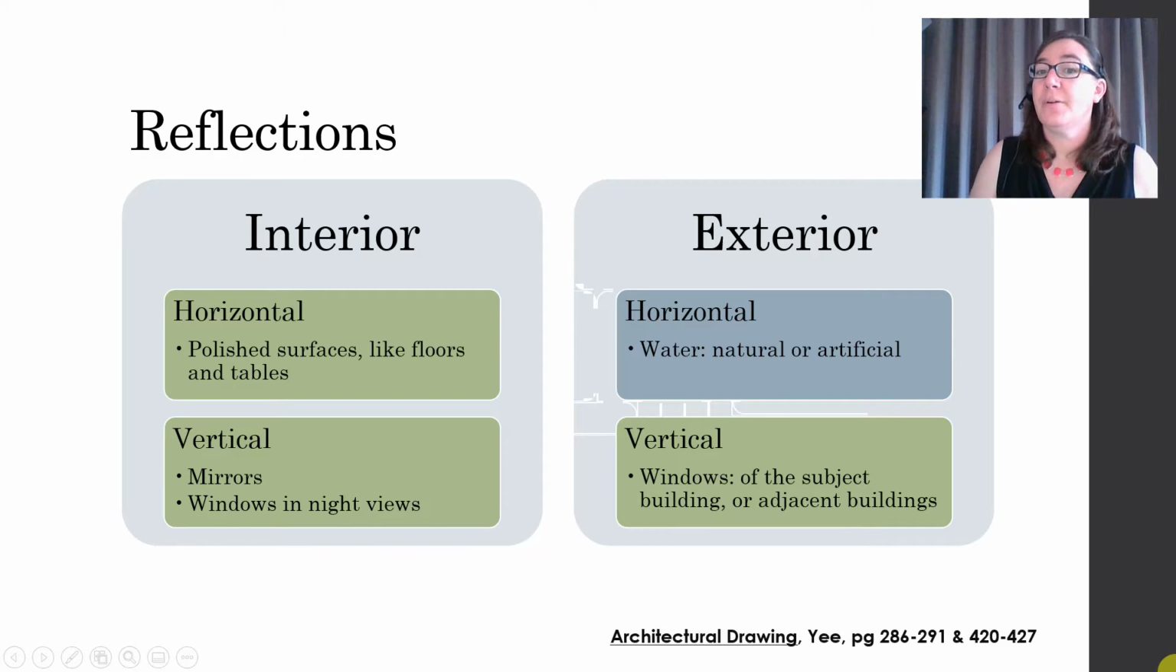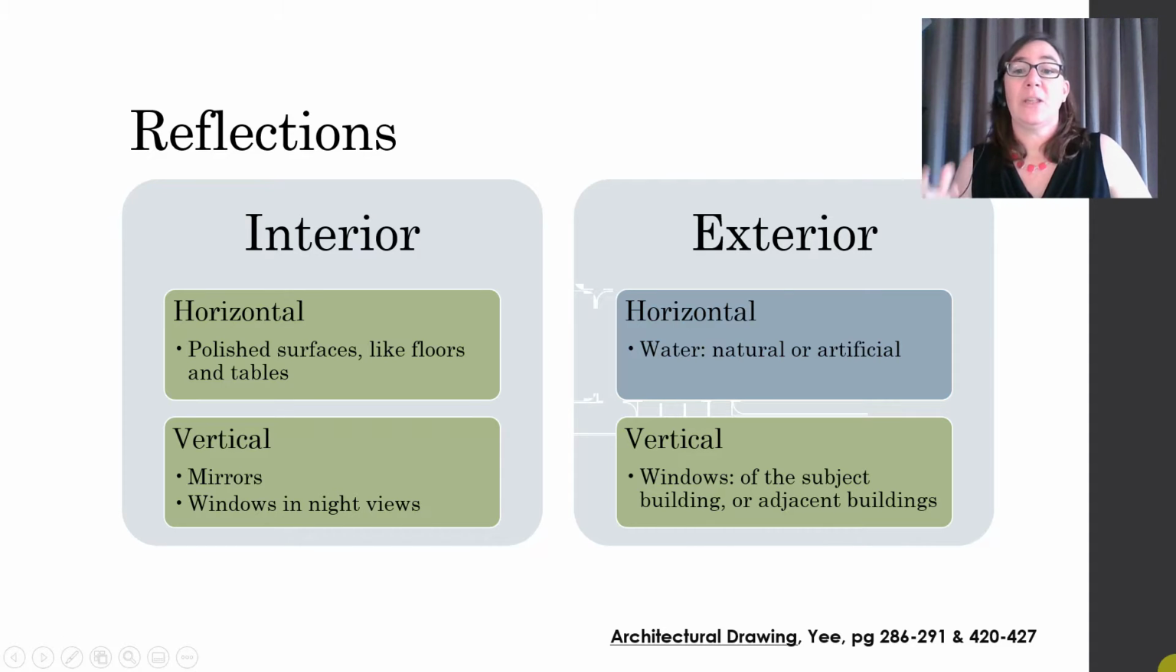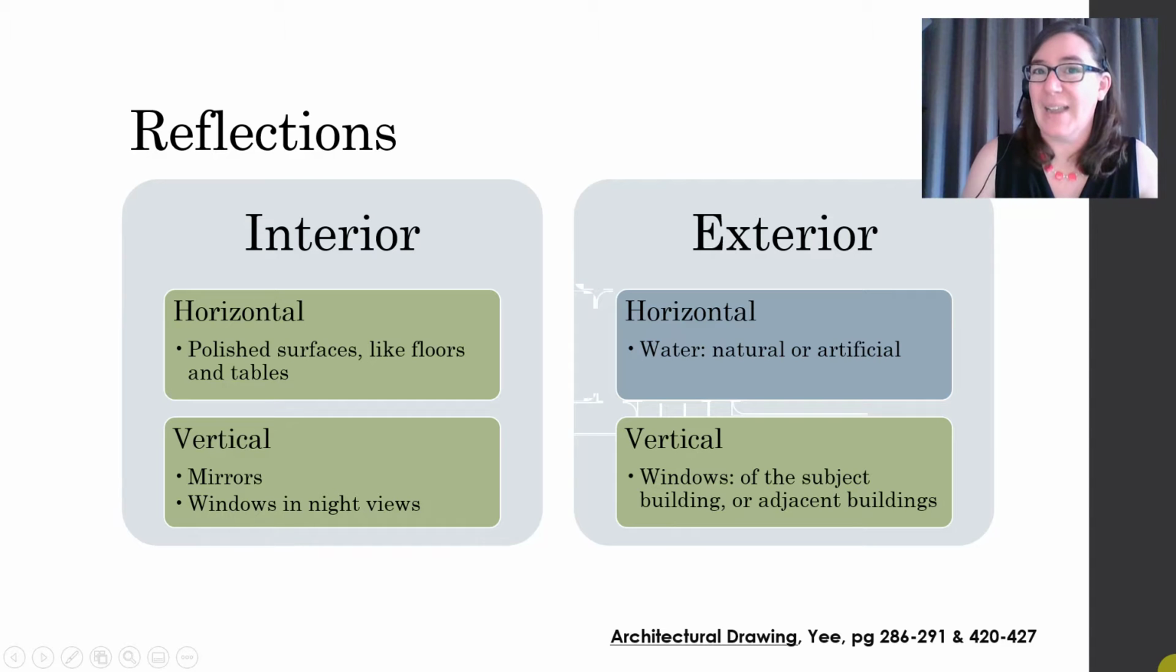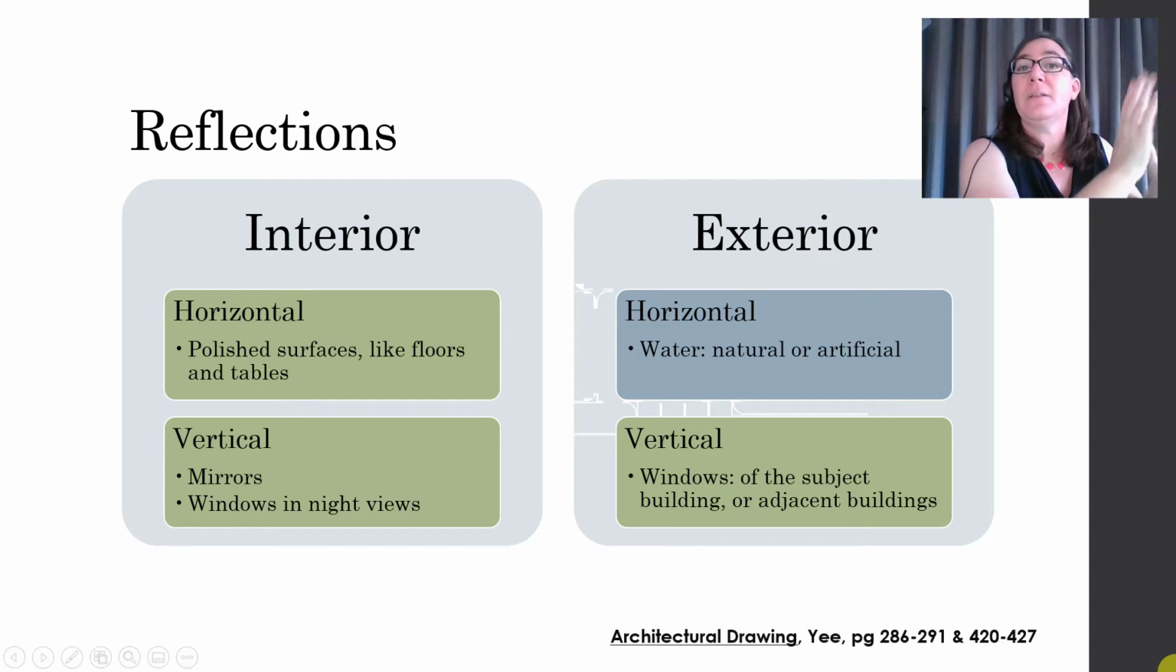Moving to the exterior views, again, you can have horizontal or vertical reflections. The horizontal ones tend to be water in an exterior view. That could be natural water, a pond, or the ocean, or it could be artificial water like a reflecting pond, a fountain, or a pool. The vertical reflections tend to come from windows, and that could be reflections in the subject building, the one that we're looking at. Or we could see some reflections of our subject building in an adjacent building as part of the entourage of our drawing.